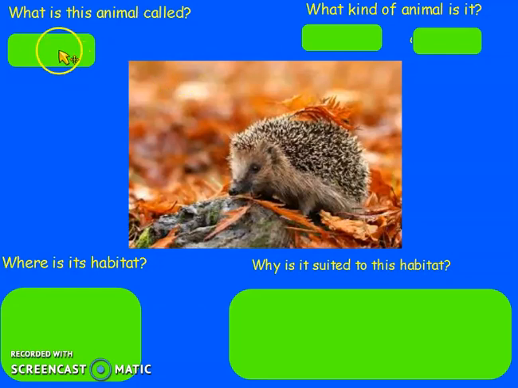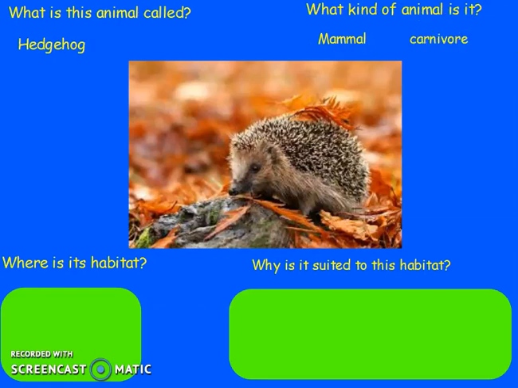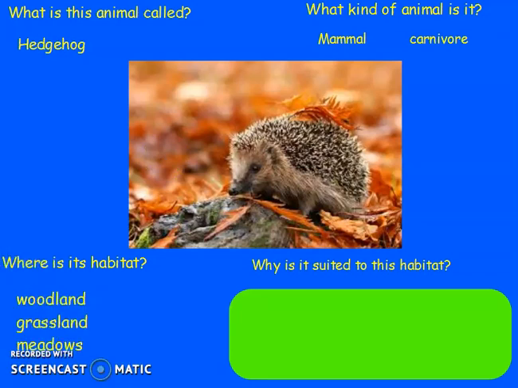Okay, this animal is called a hedgehog. I wonder if you've ever seen one. It's actually a mammal and it's a carnivore, so it eats other animals. Where's its habitat? Well, hedgehogs usually live in places like woodland, grassland and meadows.